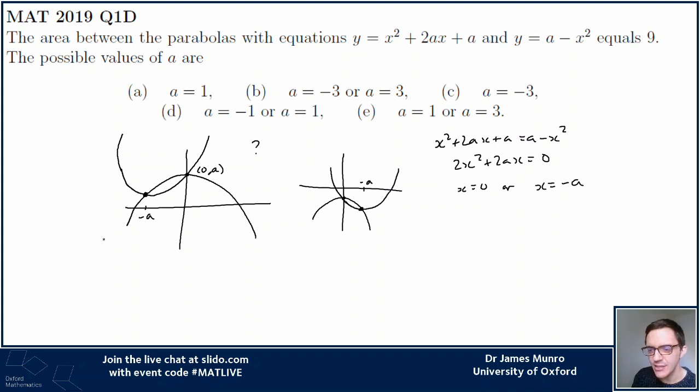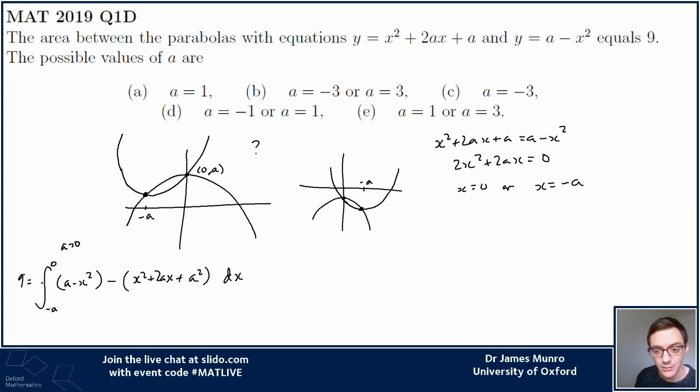Okay, what do I want to do? So in this case, this is the a positive case, I want to do something like the integral of the top curve minus the lower curve. I want to do that integral from minus a up to 0. I want to get 9, but I'm going to have to do this integral, aren't I? It's going to be something involving a. Okay, let's try and integrate this. It's all powers of x, so that's the sort of thing we can integrate.